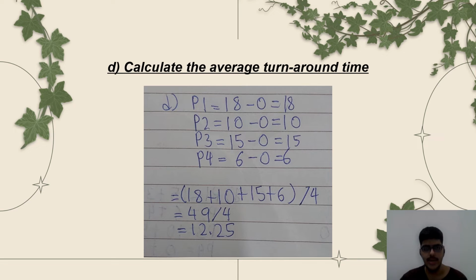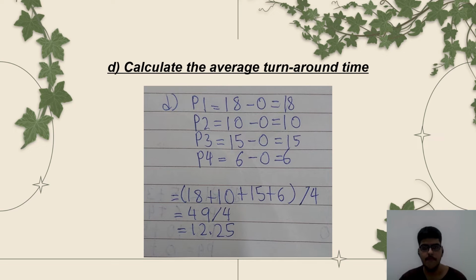Okay, for D, calculate the average turnaround time. First and foremost, it is very important to know the formula of turnaround time. Turnaround time is completion time minus arrive time. For this question 2, arrive time is 0 milliseconds. It's easy for us. From P1 to P4, you only need to minus 0.